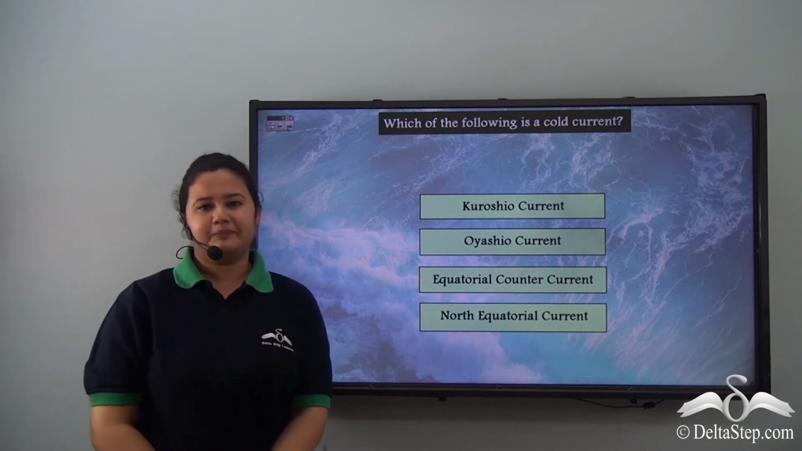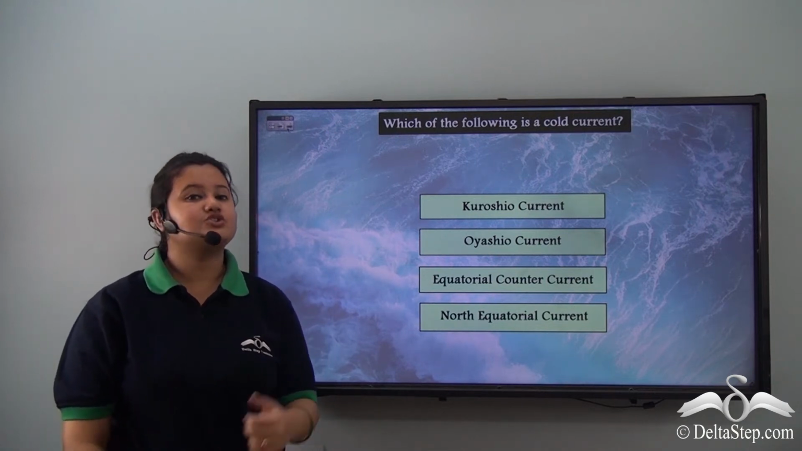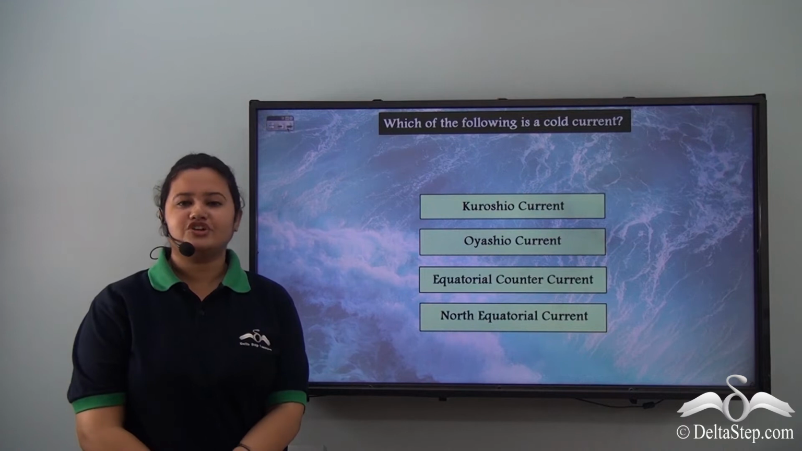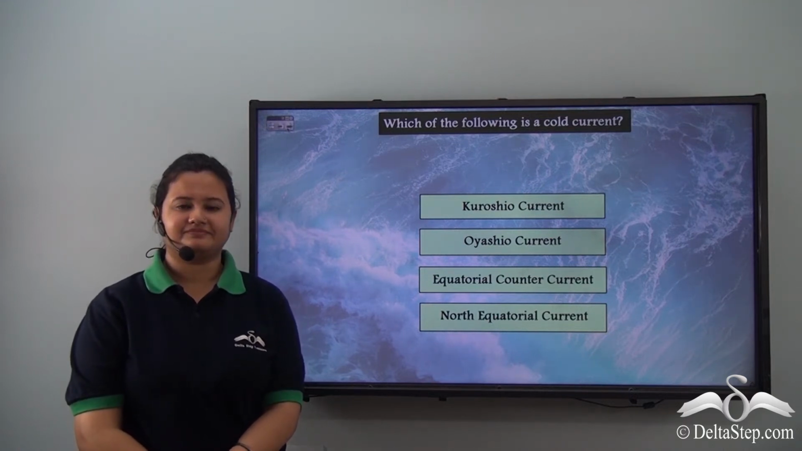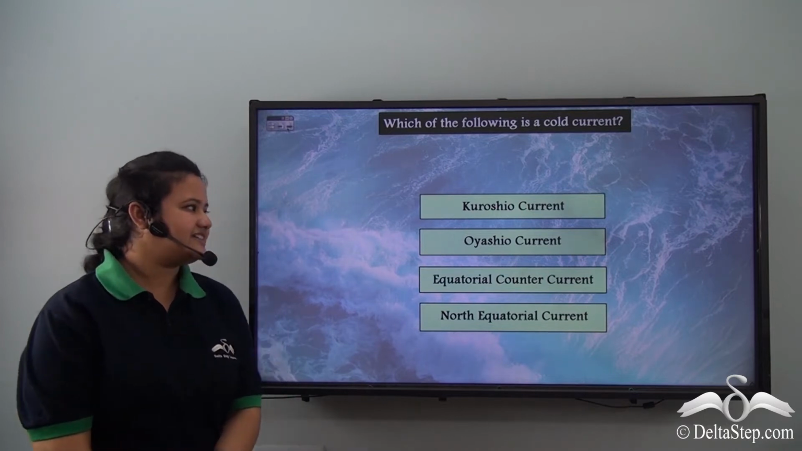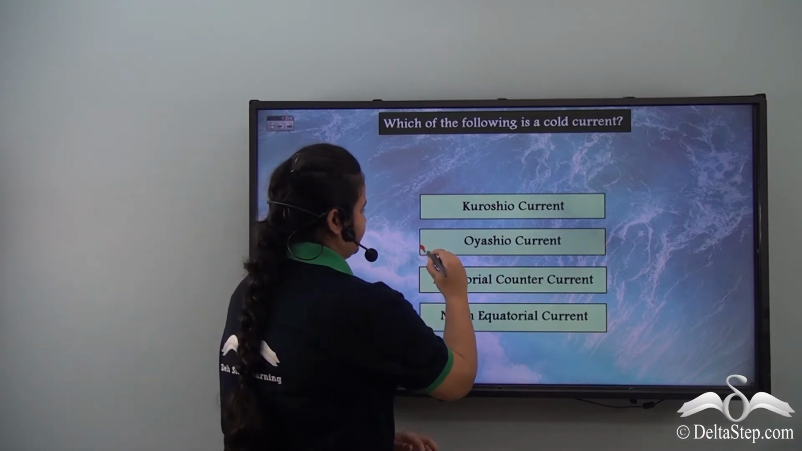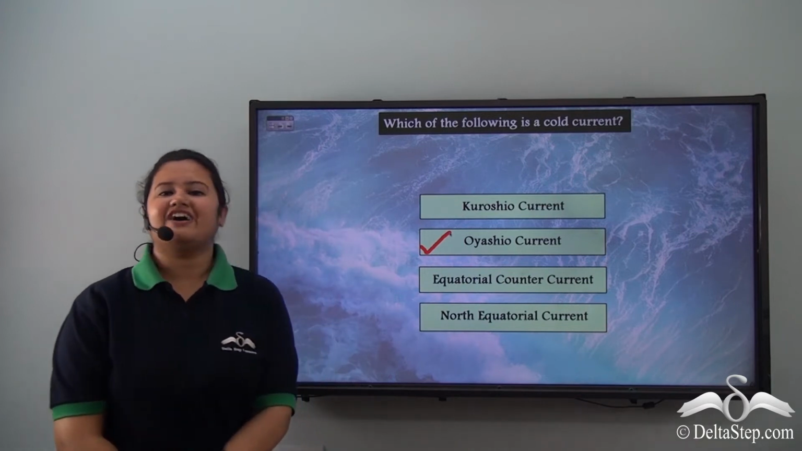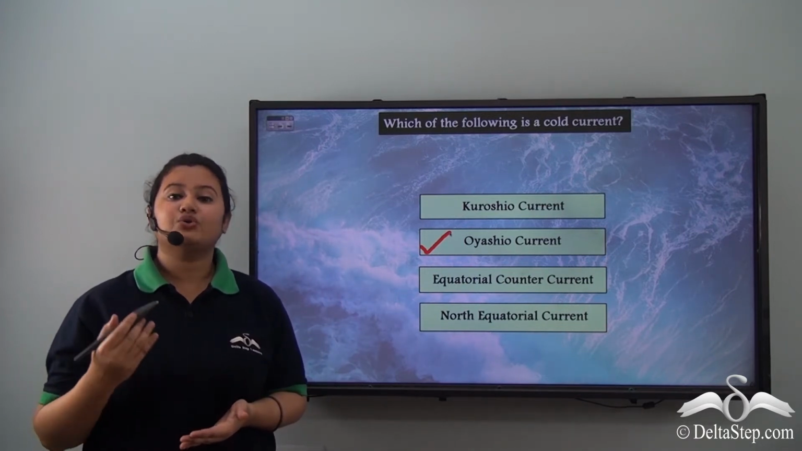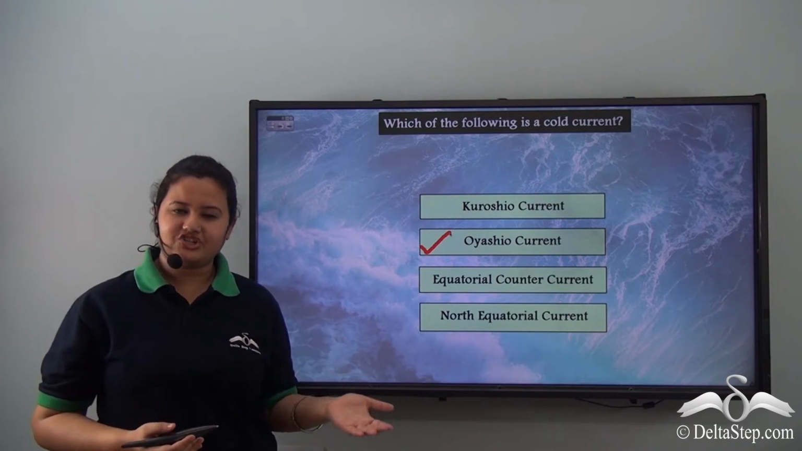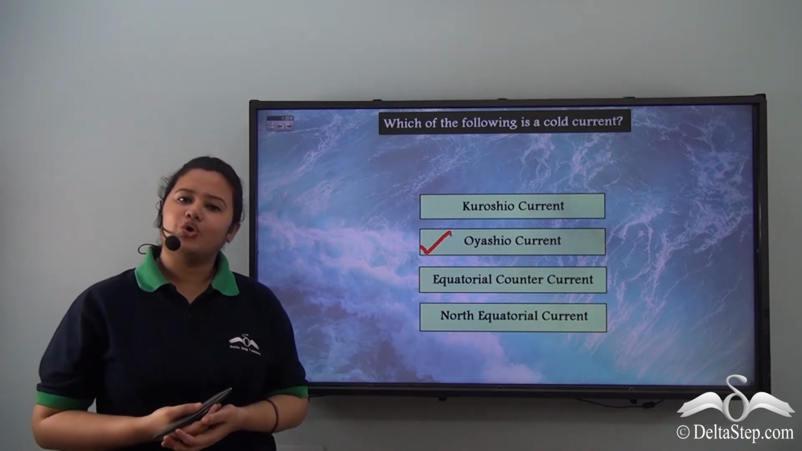Now, before we proceed with our lesson, can you help me to answer this question? Which of the following is a cold current? Yes, the correct answer is the Oyashio current. We have just read that the Oyashio current originates in the Arctic region and therefore it is a cold current.